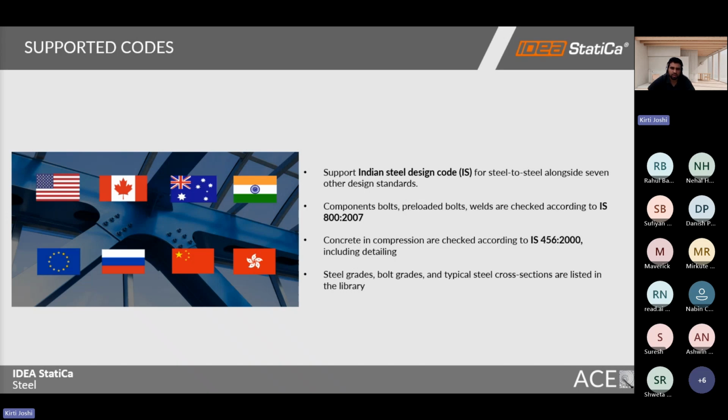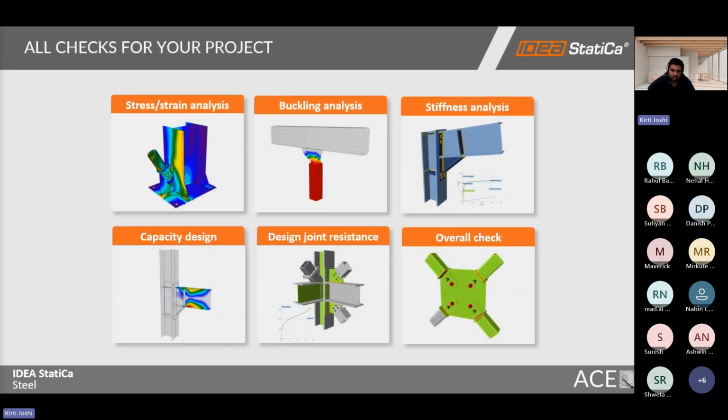So for the Indian project, it supports the IS 800 2007 for the steel design. If you are using the IDEA StatiCa CBFM analysis approach, you can evaluate the plate deformation, the joint stiffness, which we will also cover today, and the weld stress distribution within an IS 800 workflow. It also helps you validate whether your connections are pinned, semi-rigid or rigid. These are the types of analysis you can carry out in IDEA StatiCa.